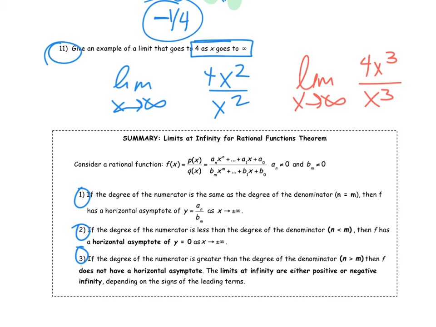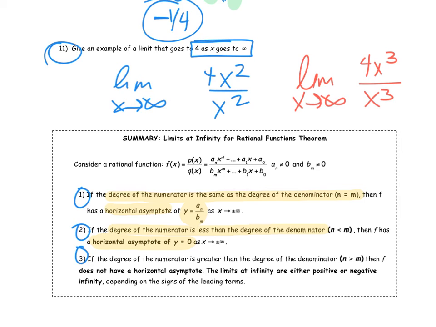All right, for our summary here, just a reminder, when the degree of the numerator is the same as the degree of the denominator, that has a horizontal asymptote at the ratio of the leading coefficients. If the degree of the numerator is smaller than the degree of the denominator, so if this is bottom heavy, then there's a horizontal asymptote at y equals 0.